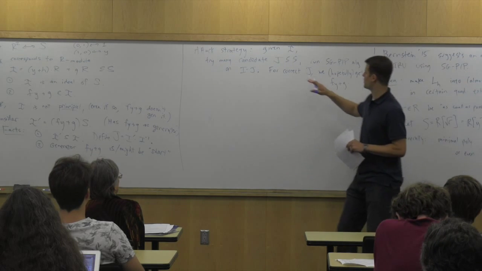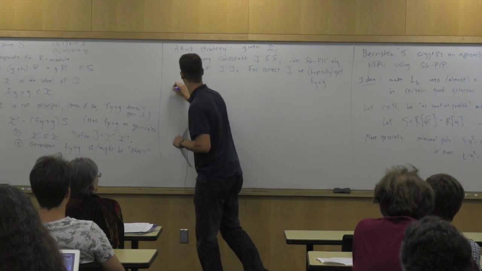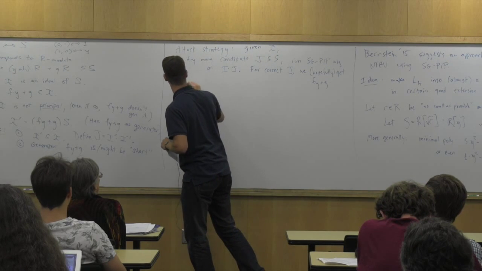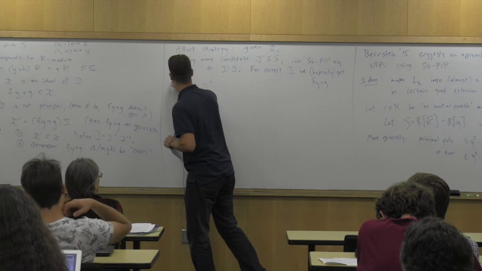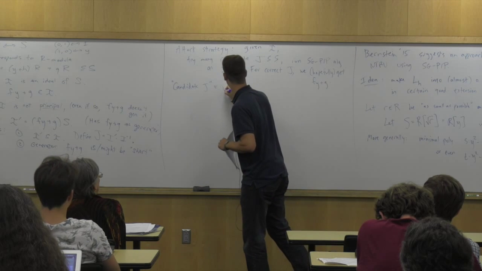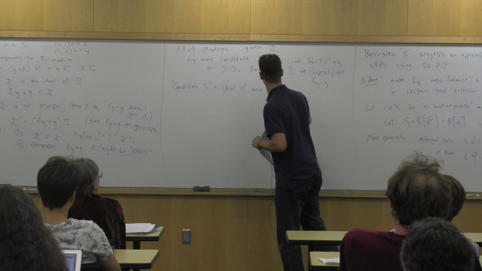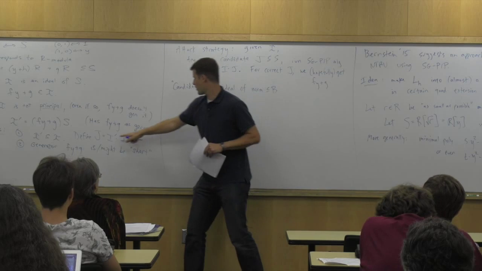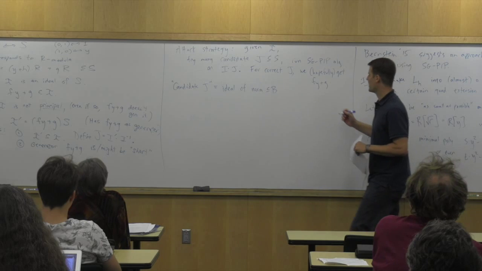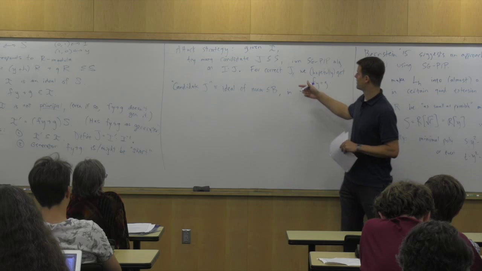So many candidates. Which candidates J should we be considering? Candidate J means an ideal which is going to have some bounded norm, accounting for the ratio between these, which is the true J. And so it's an ideal of bounded norm and in the inverse class of I.